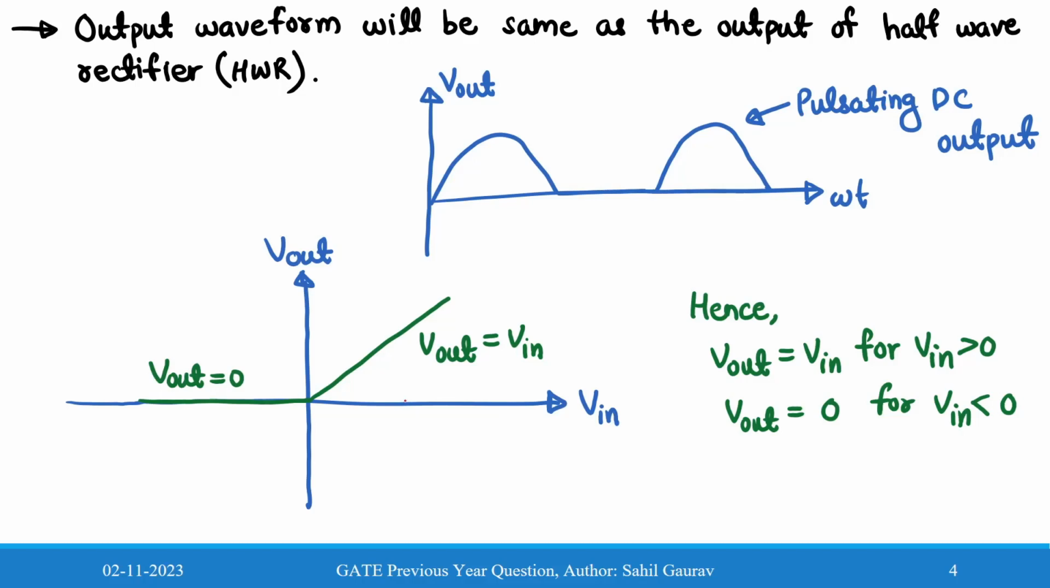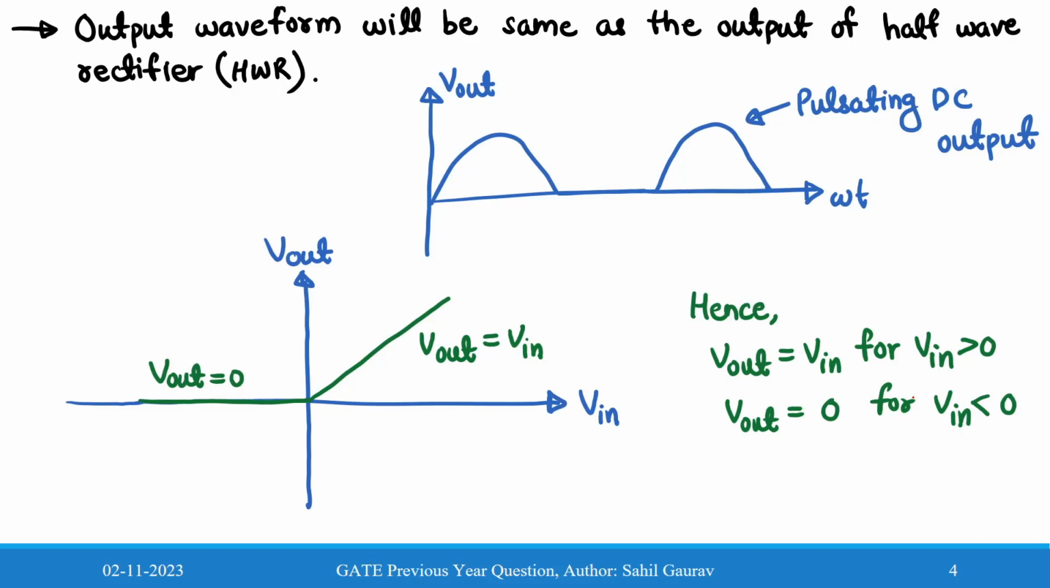Now if we want to make the V out versus V in curve, then for V in greater than 0, V out is equal to V in, while for V in negative, V out is equal to 0. So therefore we can write here that V out is equal to V in for V in greater than 0 and V out is equal to 0 for V in less than 0.